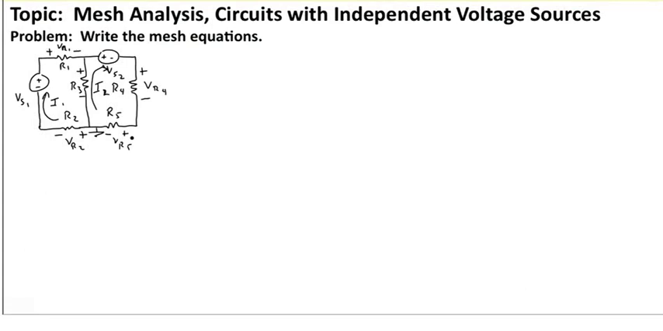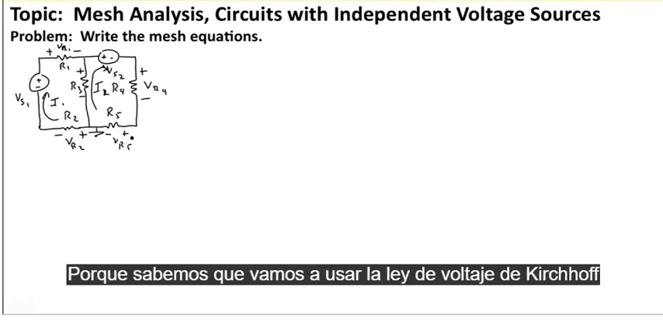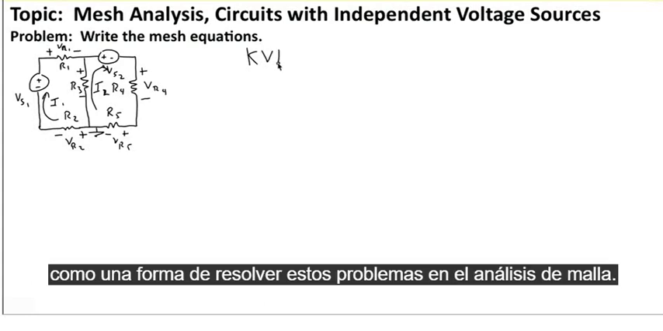The next thing we're going to do is add up the power of the circuit, as well as the power. We add up the voltages around each loop to come up with the mesh equation. A point of interest is that we're going to use these equations, Kirchhoff's voltage law. While we wrote them in this fashion, perhaps solving these problems is easier in mesh analysis.